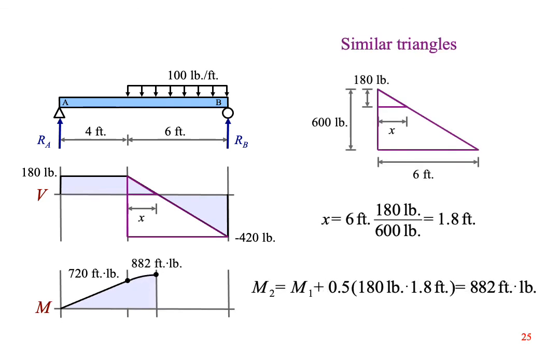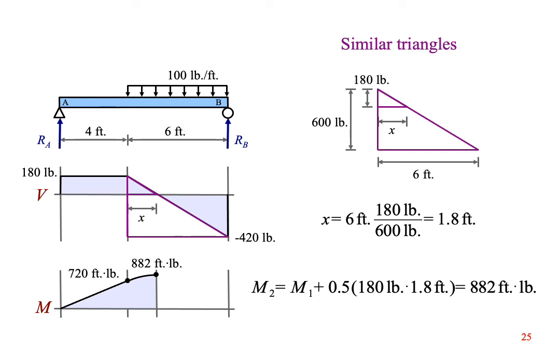The way we find out is by using the principle of similar triangles. This little triangle has the same shape as a bigger triangle. Therefore, the ratio of the height to the base of each triangle is the same. We find that the value of x is 1.8 feet.